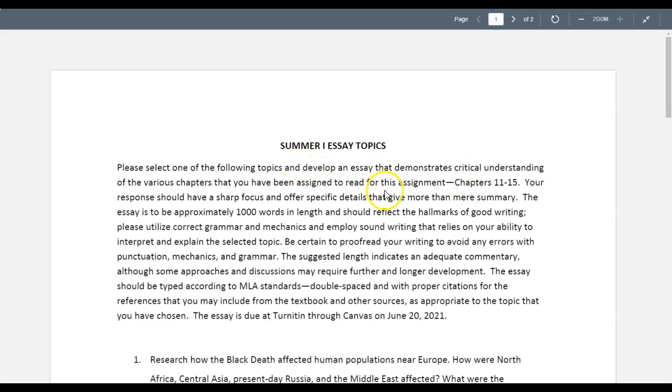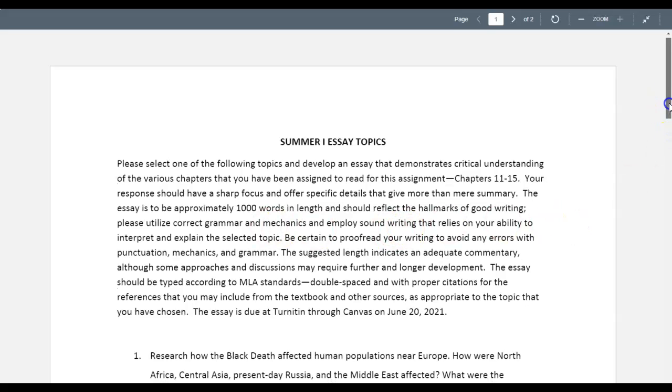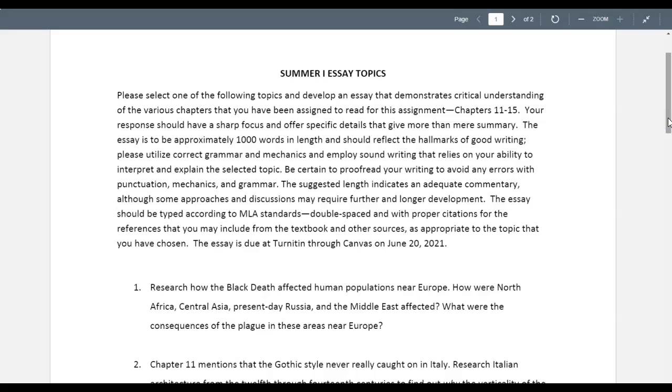So you're going to select one of the topics and develop an essay. This essay is going to be over one of the ideas contained within chapters 11 through 15. It is supposed to be a well-detailed, focused essay, not just a summary. It's going to be approximately 1,000 words. And yes, I also teach English, so I do expect the hallmarks of good writing. Proper punctuation, proper grammar, proper mechanics, sound organized writing, good transitions, proper MLA format.